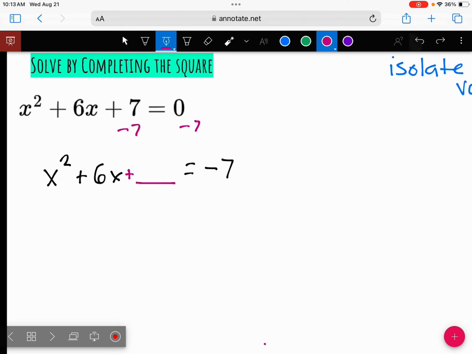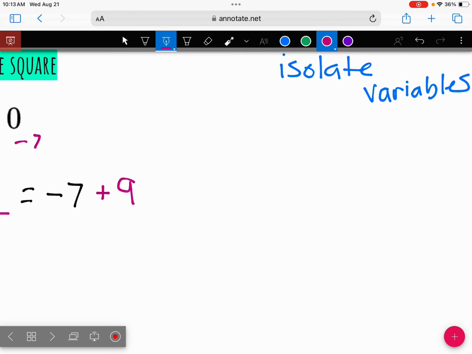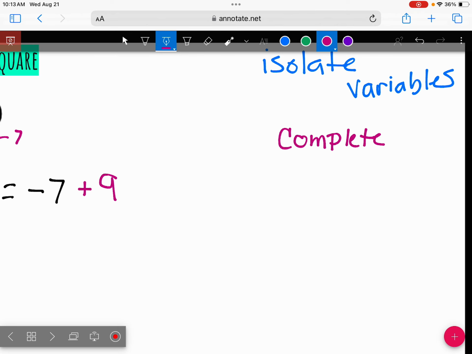I already have a plus there. So I'm going to add 9 to the left side. And as long as I add that same 9 on the right-hand side, I can do whatever the heck I want. So I isolate my variables, and then we complete the square. And I know at this point we're still going, why? Have faith in me, I promise.